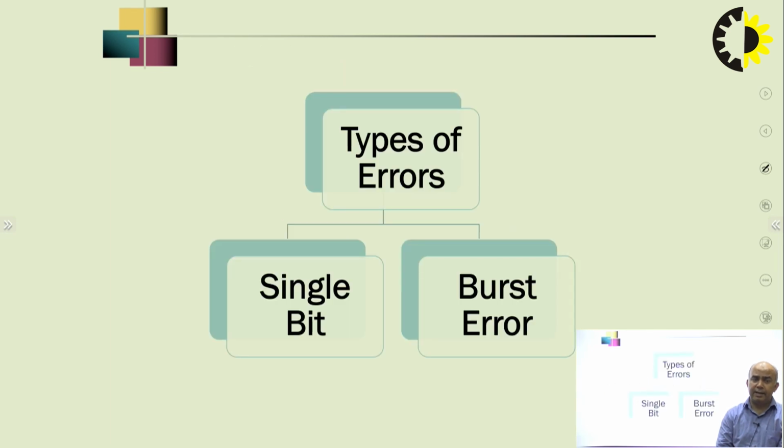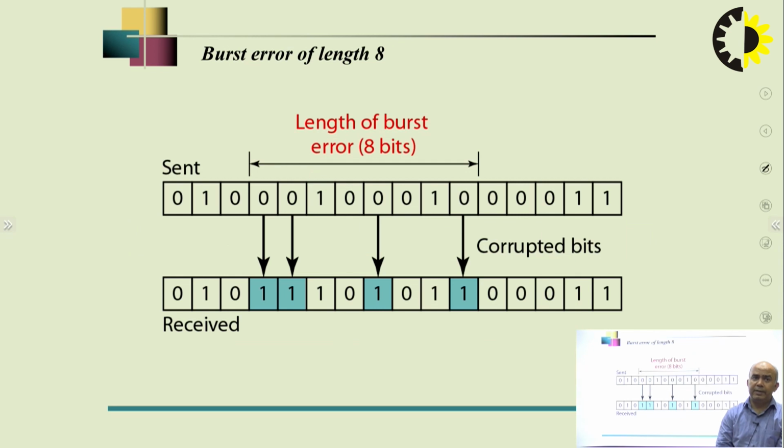Another is burst error. In burst error, multiple bits are changed while transferring the data. Let us suppose an 8-bit data 0 0 1 0 0 0 1 0 is being transferred. During the transmission of data over the medium, this 0 is converted to 1, and then another 1 and 1 are converted. So it means a larger number of bits are changed during the transmission of the data. That is a burst error of length 8.